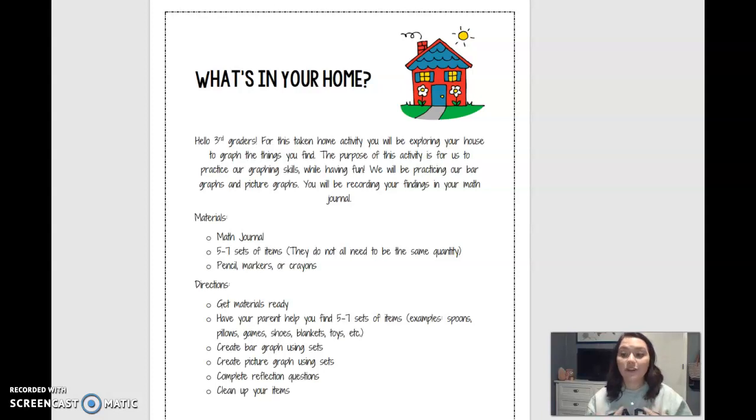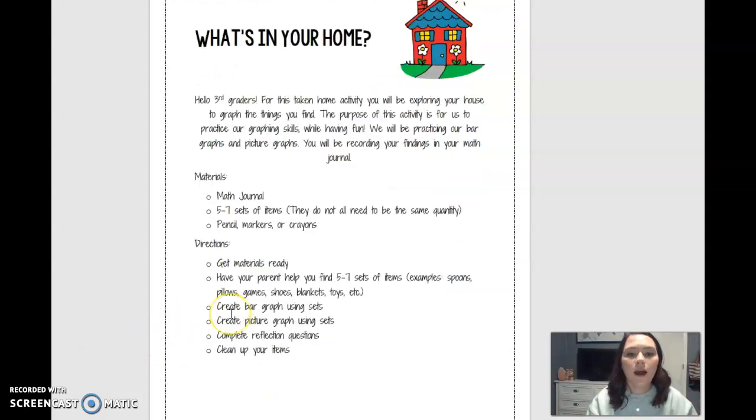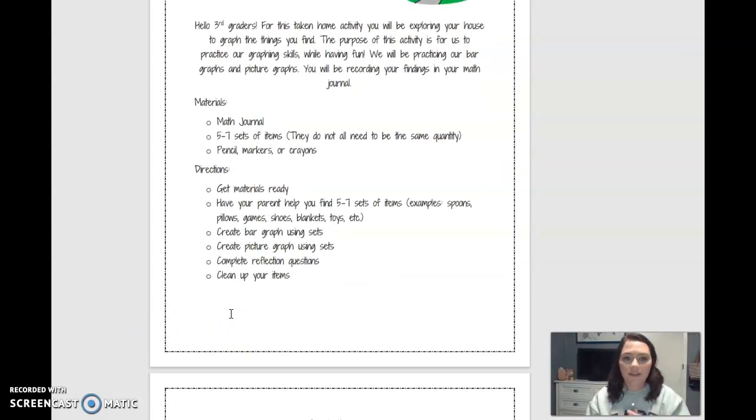And then they have to go in their house with their parents and find any items, but it has to be 5 to 7 sets. They don't all have to be the same quantity, and I put that note for them. So they'll get their materials ready, then have their parent help them find all the items. I put some examples just so they could see it, like spoons, pillows, games, shoes, blankets, toys, etc.